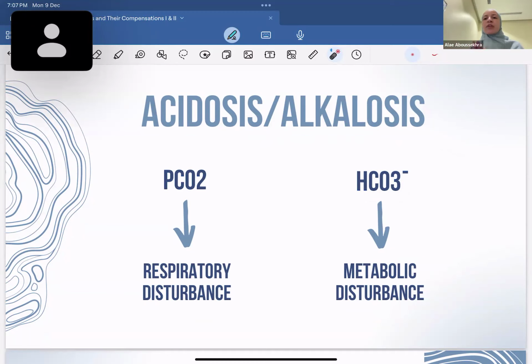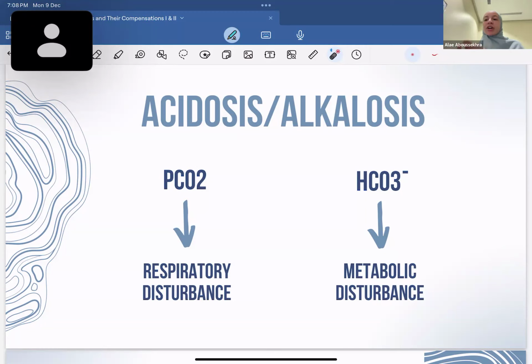You should remember that if there is a change in CO2, you're going to see a respiratory disturbance. CO2 is an acid, so think about it logically. If CO2 increases, obviously it's going to cause acidosis, and if it decreases, it's going to cause alkalosis. Both are respiratory because CO2 is a volatile acid, mainly controlled via the lungs.